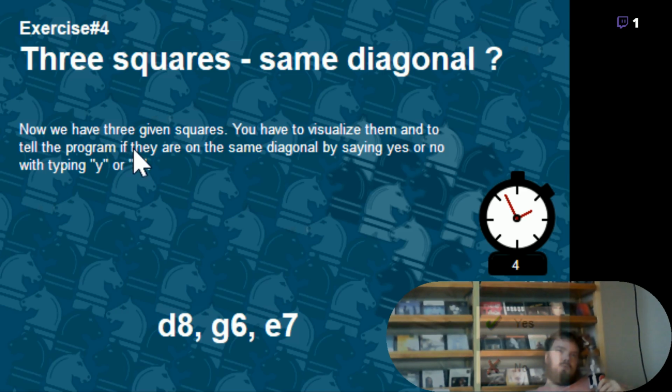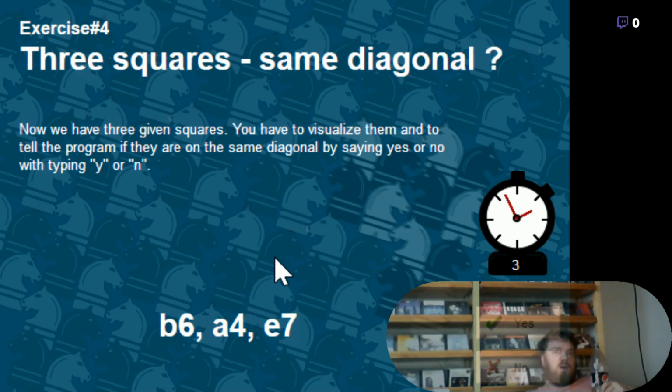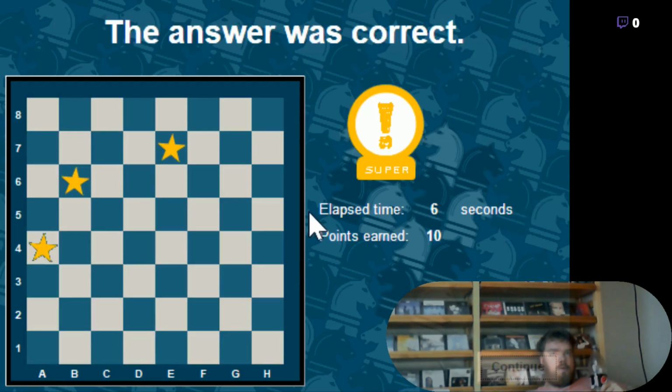d8 is dark, and g6 is light, so no. e8 is a light square, d4 is dark. a1 is dark, g4. a1 leads to g7, so this cannot be it. c5 leads to b6, not b8. b6 is a dark square, a4 is light.